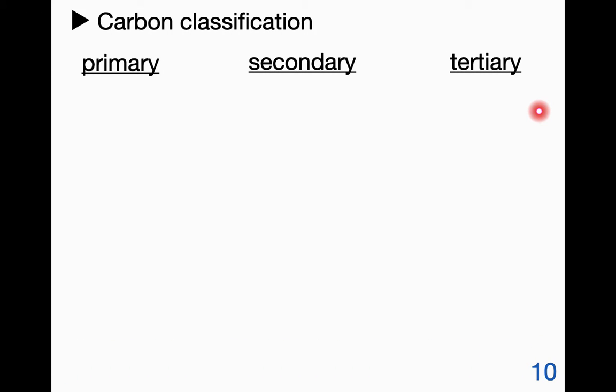Carbon classification. Remember, we talked about this with alcohols. Remember, they have primary, secondary, or tertiary alcohols. Well, that kind of goes back to the carbon itself that's bonded to things. So here we're going to look at just the carbons.